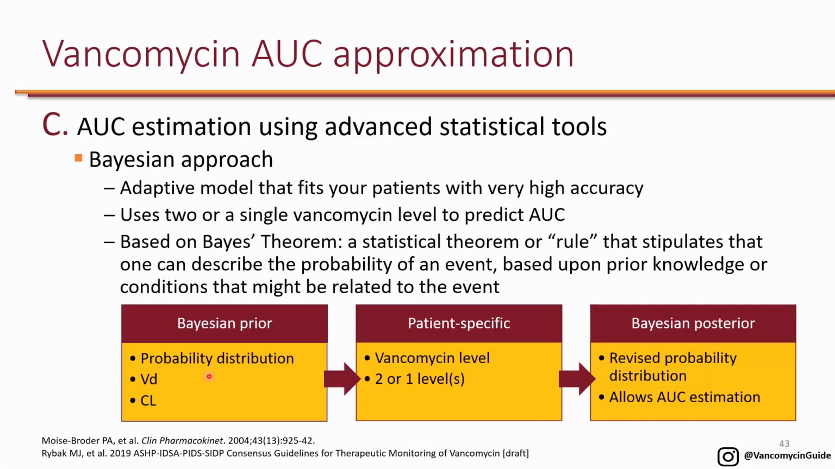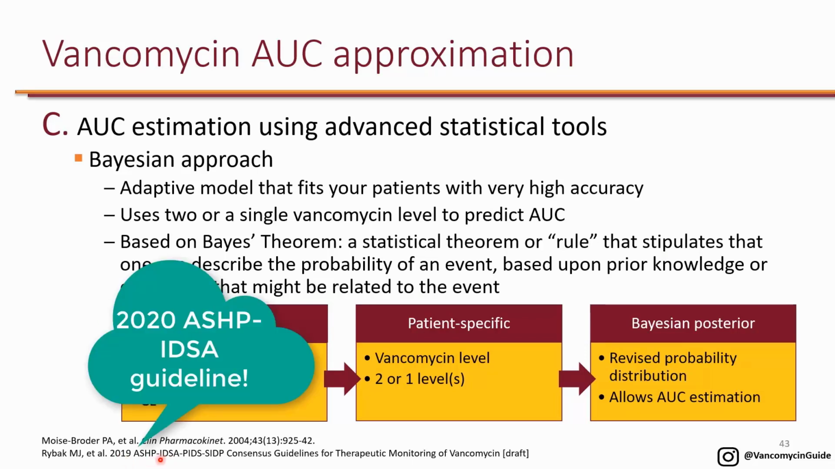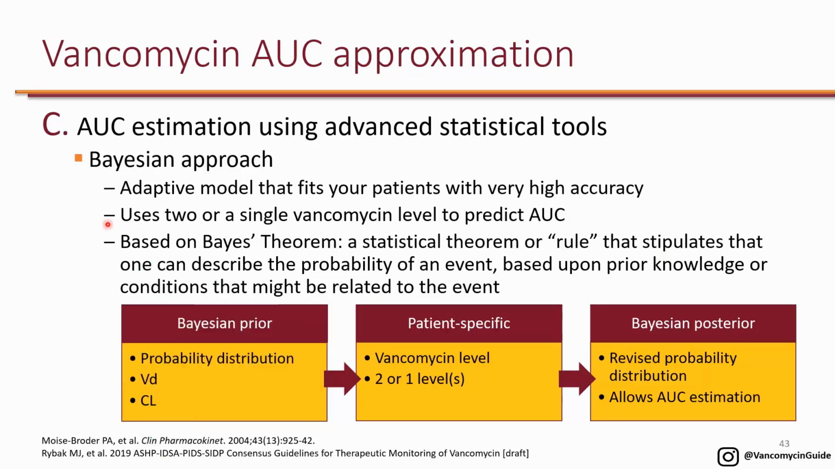Now, another thing that you can do, which is what the new 2019 IDSA guidelines are recommending, is to use the Bayesian approach. There are now Bayesian software programs that are becoming pretty readily available and affordable. Bayesian software uses an adaptive model that fits your patient with very high accuracy. And these models can use either a single level or 2 levels. Using 2 levels is more accurate, but nevertheless, even a single vancomycin level is very accurate in predicting AUC.